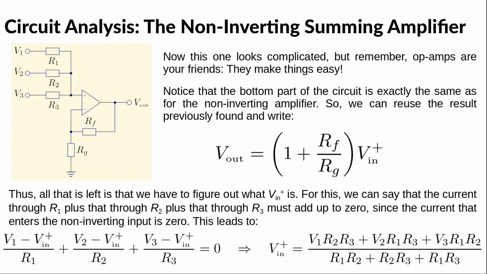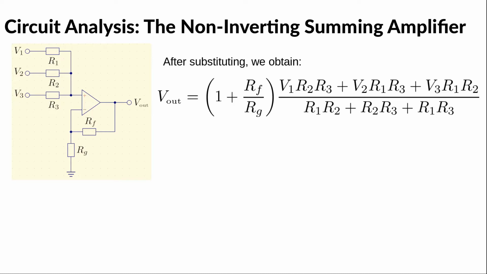Again, we can take advantage that the current in the non-inverting input is 0, so the currents through the resistors R1, R2, R3 must add up to 0. This leads to the equation on the left, which we can solve for Vin plus, resulting in the equation on the right. So, all we have to do now is to substitute this expression in here, and the circuit is fully solved. So, we have the solution, which looks complicated.